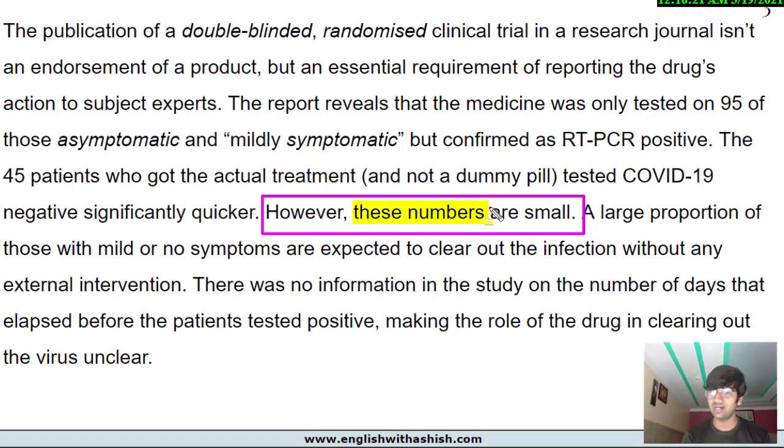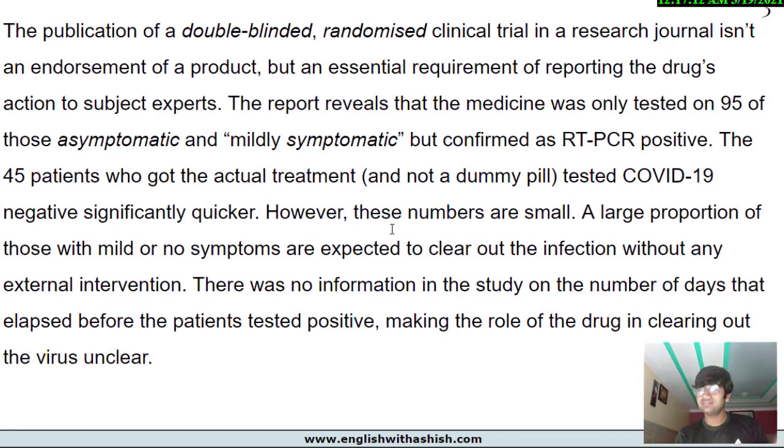Are is a linking verb, right? Because we don't have an action verb after it. That means it's a linking verb, a type of main verb. And after this, we'll either have a noun or an adjective. What do we have? Small, adjective. Subject, main verb, complement, which is an adjective, right? These numbers equal small. However, transitional word, however, these numbers are small. Got the point? Though this happened, these numbers are very small.